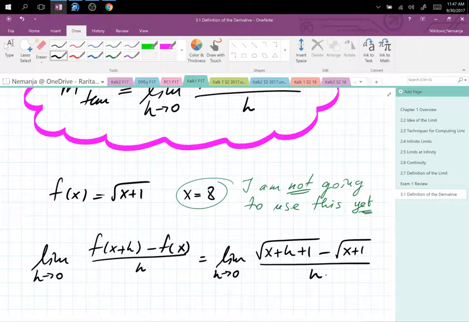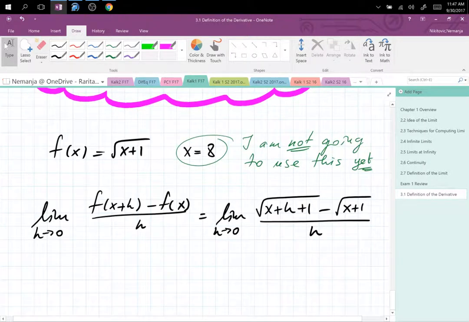Now you're going to go, whoa, that's going to be more intensive. Yeah, but consider what happens later. Let's see what happens later. I have to multiply this by the conjugate, which is the square root of x plus h plus 1 plus the square root of x plus 1.